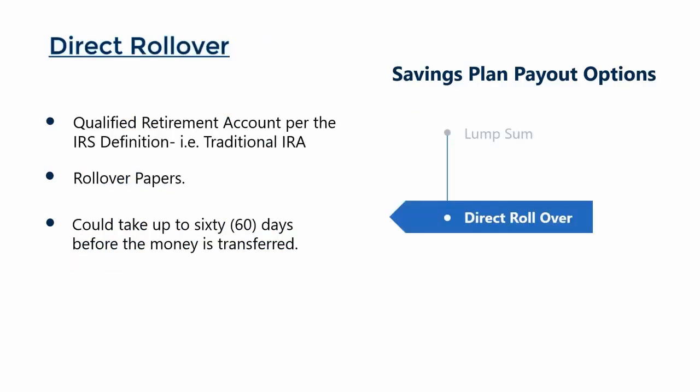The next option would be a direct rollover. Again, very similar to how the annuity account works. It needs to be rolled over to another qualified retirement account. An example would be a traditional IRA. Once again, we would need rollover papers or instructions on where to mail the payment and who to make the check payable to. And again, it could take up to 60 days before that money is transferred.